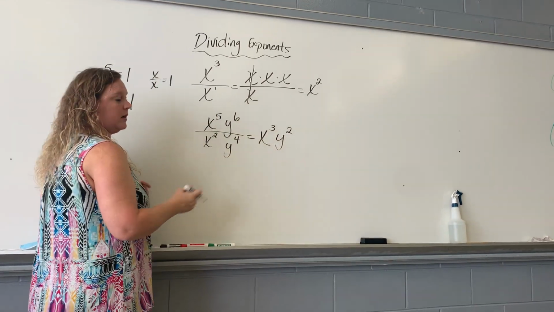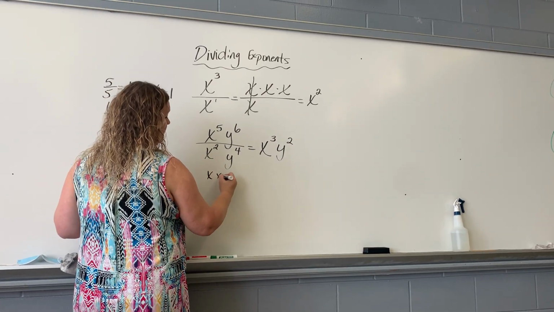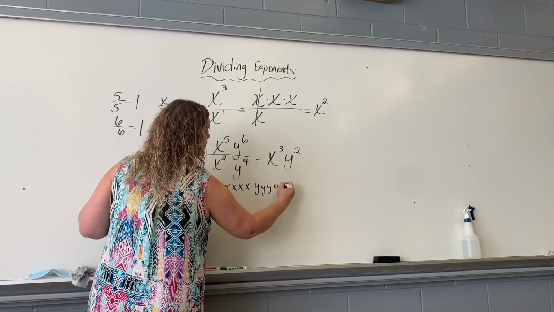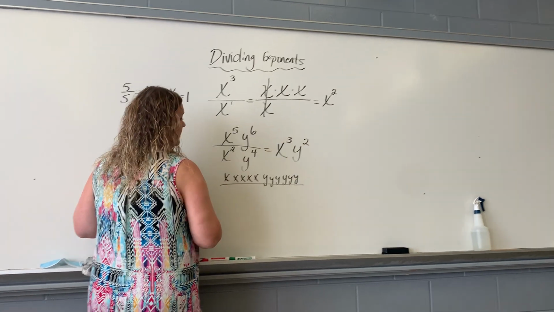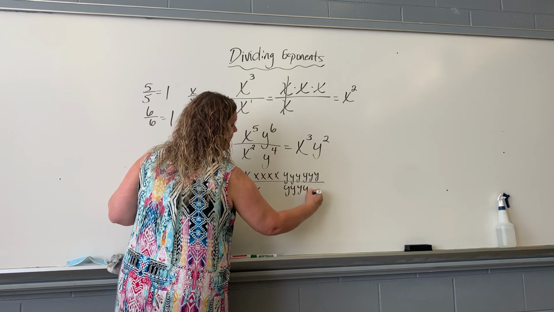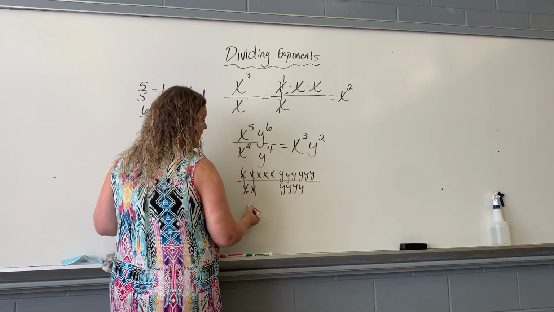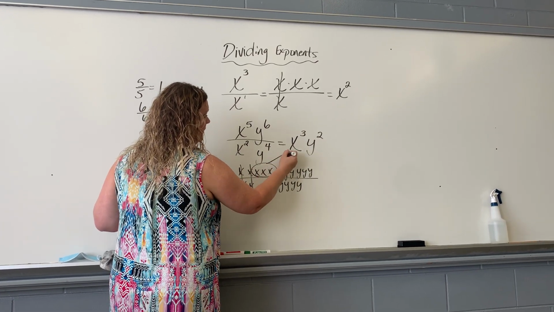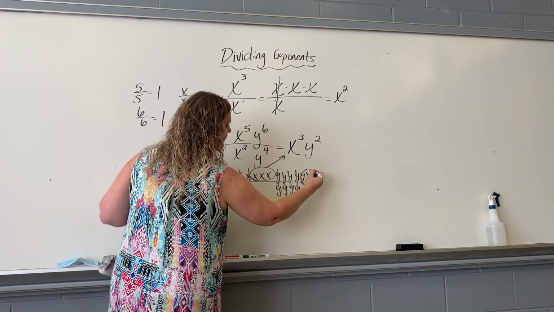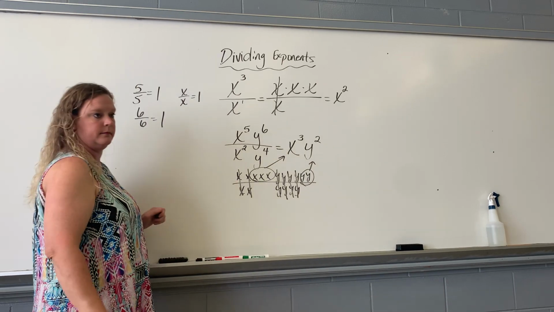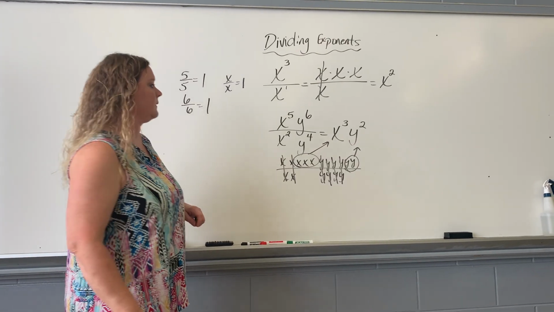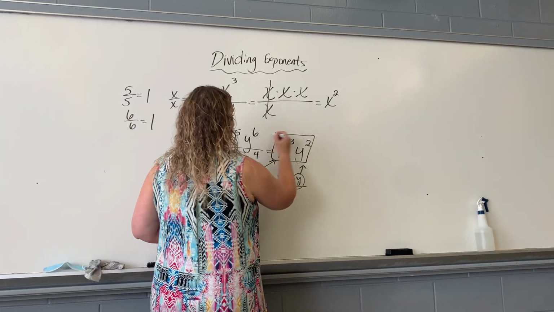Now, for your benefit, I'm going to write it out. X to the 5th, there'll be 5 x's. Y to the 6th, there'll be 6 y's. On bottom, there'll be 2 x's and 4 y's. And when I cancel them all out, I'm left with x to the 3rd power, y to the 2nd power. So the rule does work.